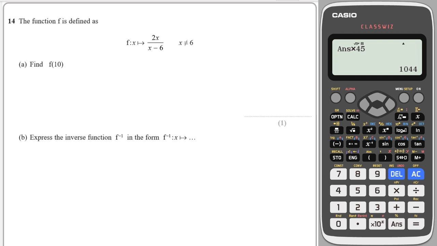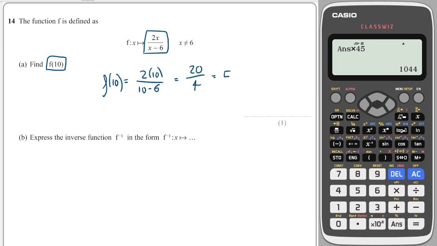Functions. We have a function here, and we've been asked to work out f of 10, and that means we substitute 10 into our function. So f of 10 is equal to 2 times 10 over 10 minus 6, which is 20 over 4, which is 5.